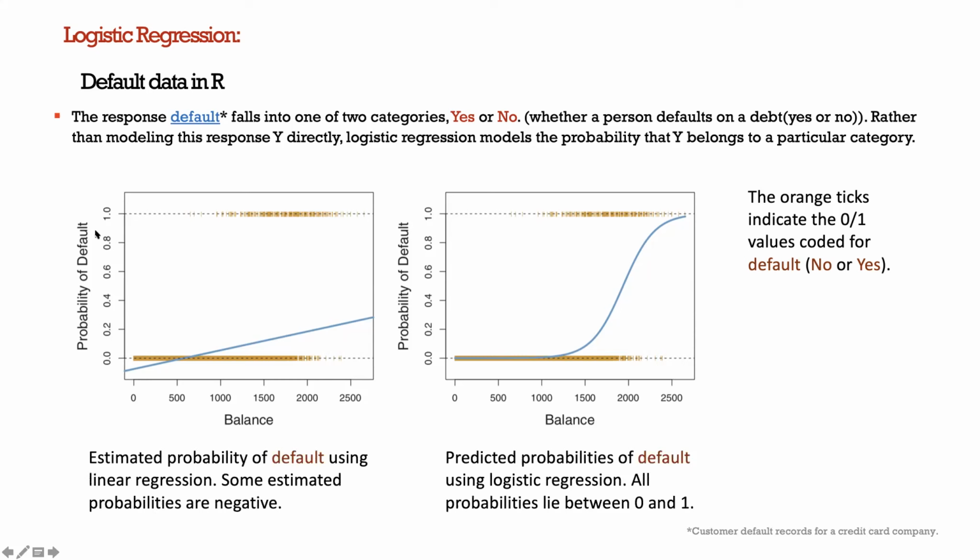And here is the estimated probability of default using linear regression, and we talk about it. And this is the predicted probabilities of default using logistic regression. All probabilities lie between 0 and 1. This is what we want to do in statistical modeling, so we use that one.